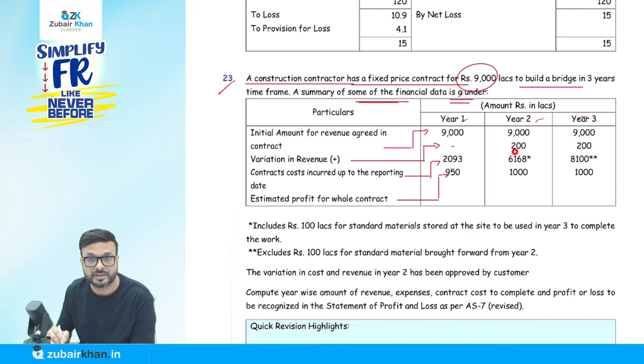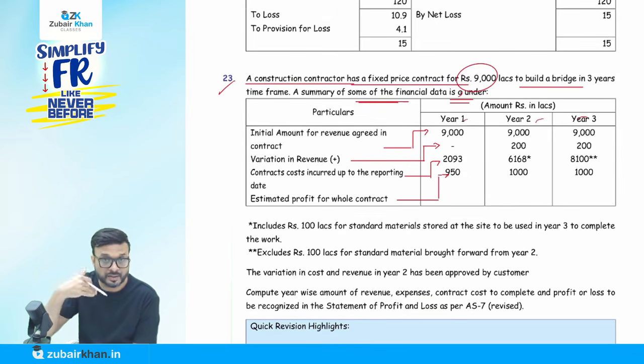Then they say how much is the variation. The variation is there. So increase in the revenue second year. So first year we were not expecting for the variation. Variation that come in second year. So let's go year by year only. Okay. The second and third year I will come later on.